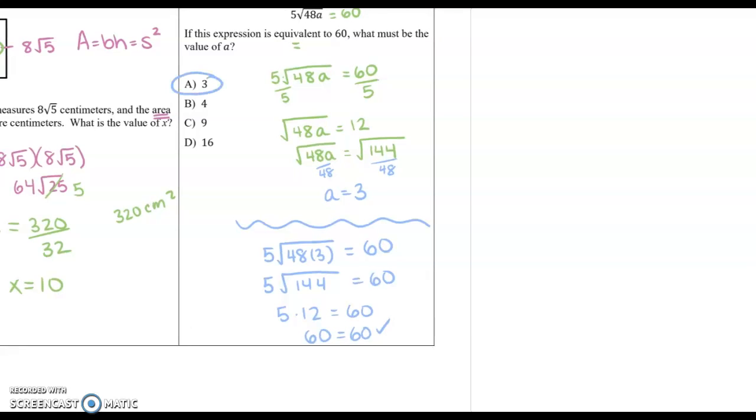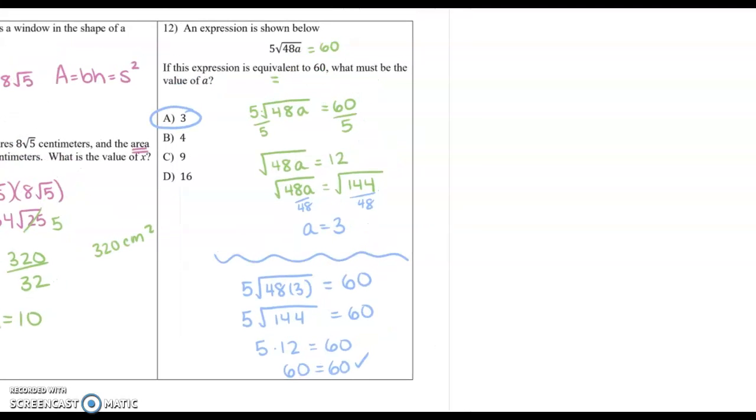But like I made a little note there, you can also just plug in and check. So instead of having to go through the solving steps, you could jump right into plugging in 3, seeing if it simplifies to give you 60 and ends up being the first one. So it ends up being nice. But if it didn't work out, you'd move on to 4, move on to 9, move on to 16.